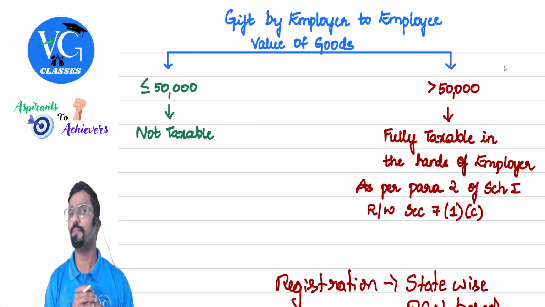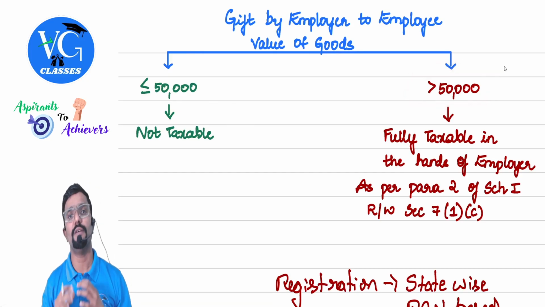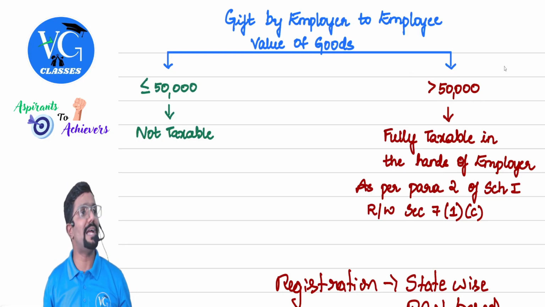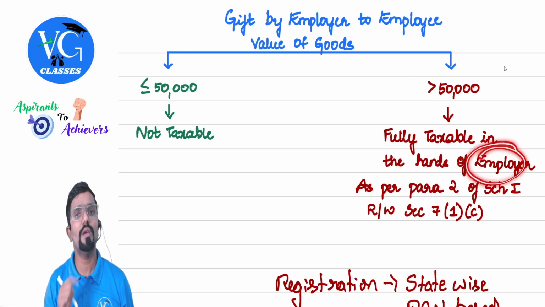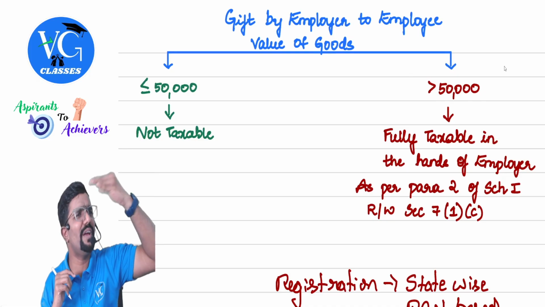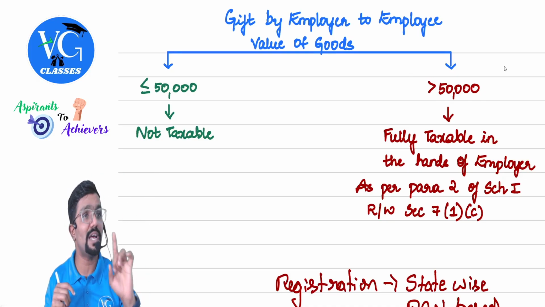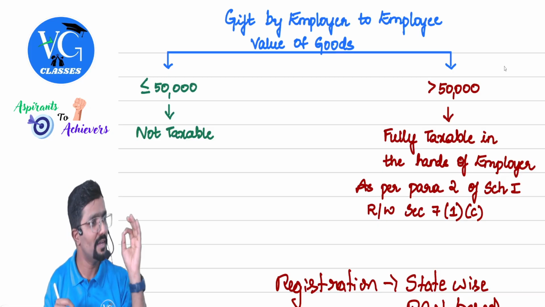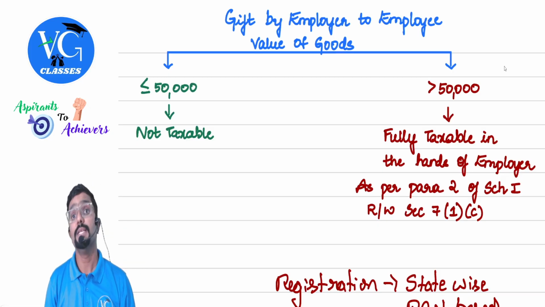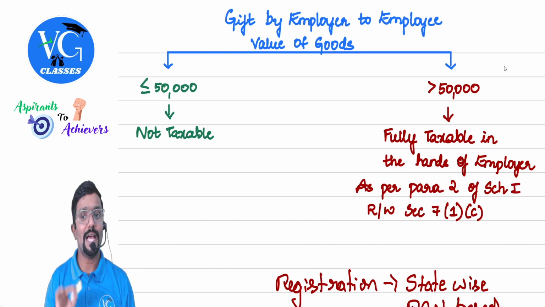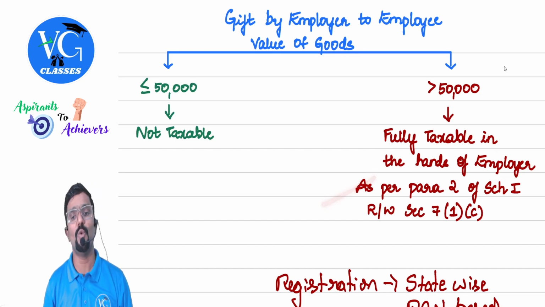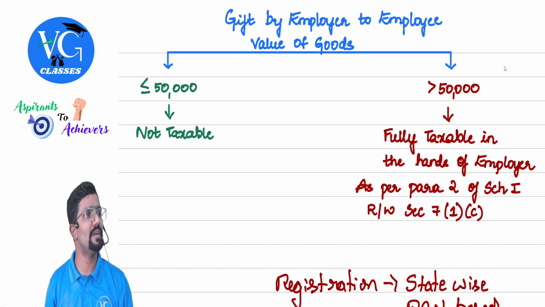Is it taxable in the hands of the employer, people? No. Sir, what if the value of the gift is more than 50,000? Then it is fully taxable in the hands of whom? Employer. Why employer, sir? In income tax, you told employee. No, sir. Here, we are targeting not the person who earned it, we are targeting the person who gave it. Who is that? Employer, the supplier. As per what? Para 2 of Schedule 1, read with section 7(1)(c), guys.